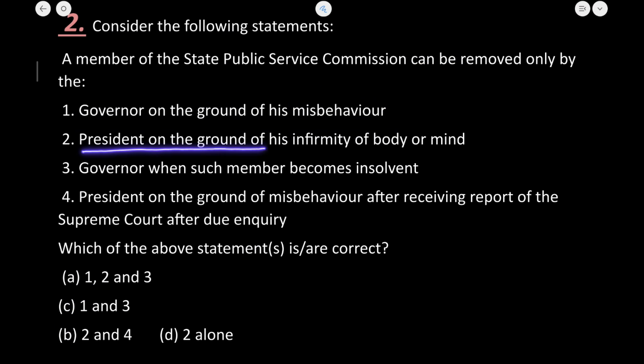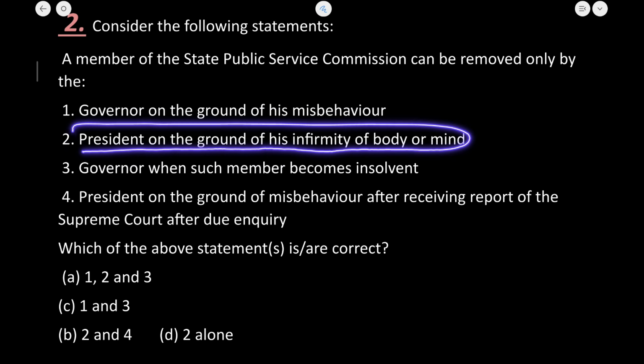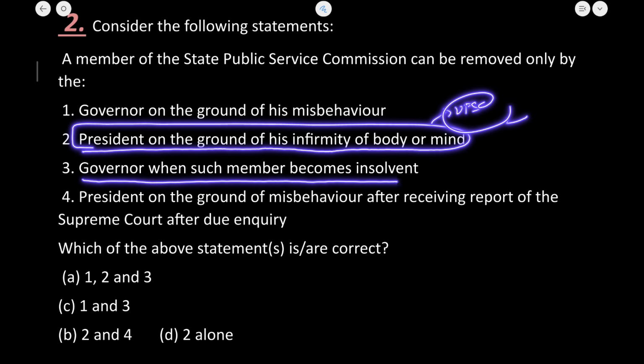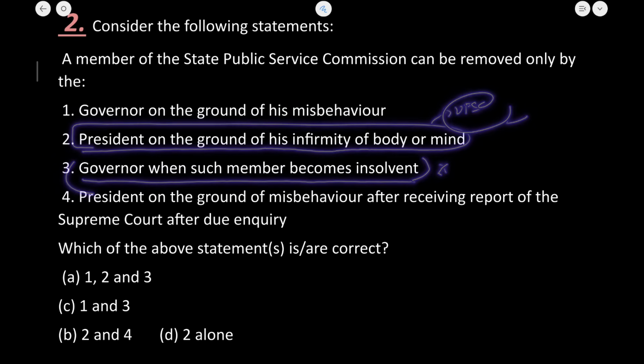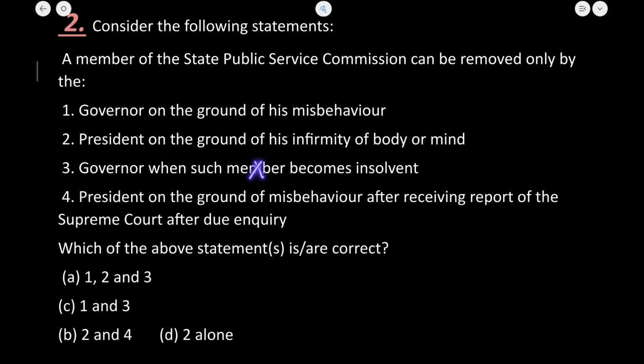President on the grounds of his infirmity of body and mind. Absolutely correct. This we have studied in UPSC also. Governor when such members become an insolvent. No, governor in no case shall remove the member or the chairman of the State Public Service Commission. So the third statement is also wrong.